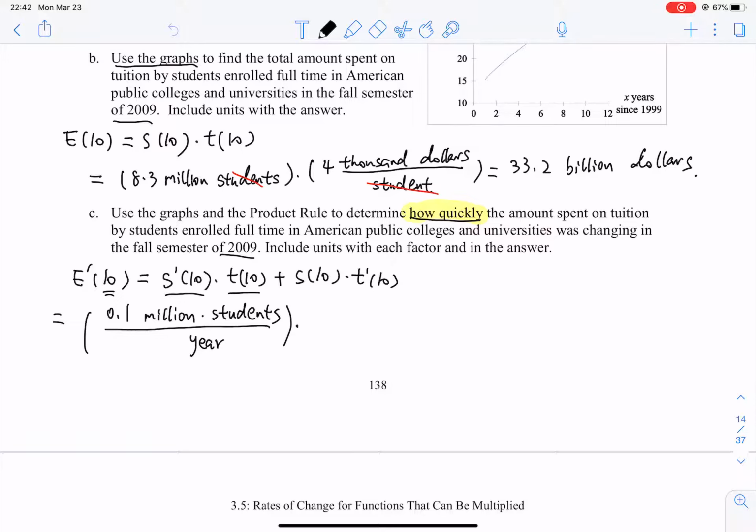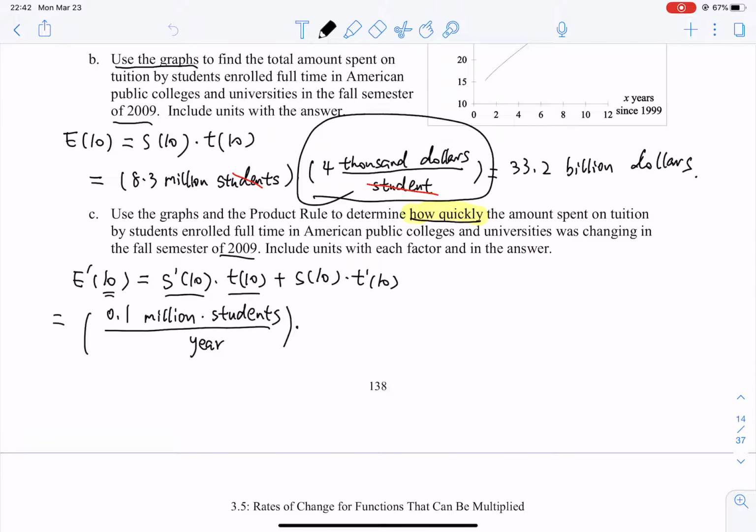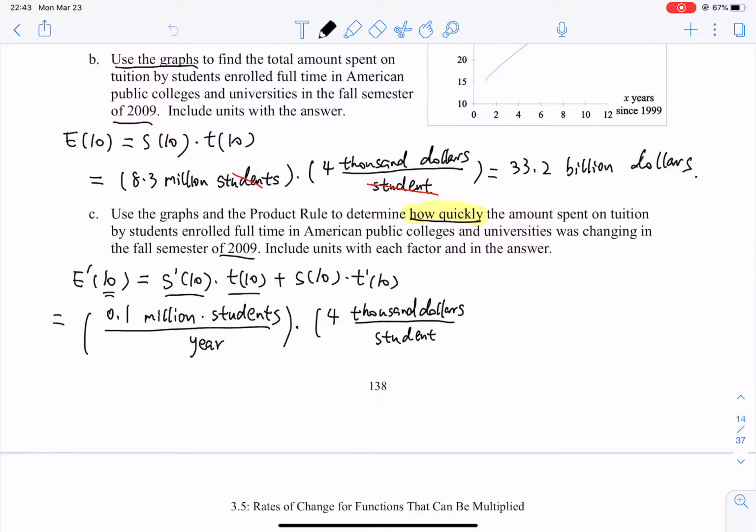Next term, T of 10. T of 10 is just right here. This is T of 10. So multiply by, just copy it. That is just 4. Unit is $1,000 per student. Then plus S of 10. S of 10 is right here. This is S of 10. So we can just copy it. That is 8.3 and the unit is million students. Then million students multiplied by 10 right here.